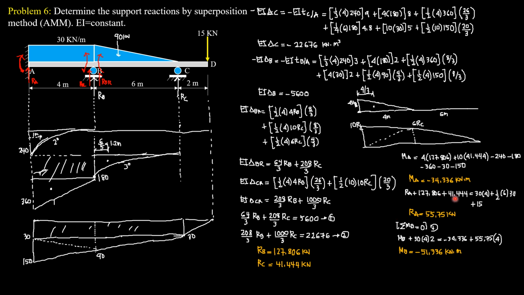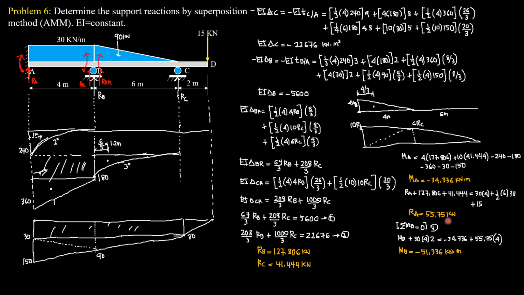Then summation forces Y equals 0, RA plus RB, which is 127.806, plus R sub C, which is 41.444, equals 30 times 4 plus 1/2 of 6 times 30 plus 15. So R sub A is 55.75 kilonewtons.